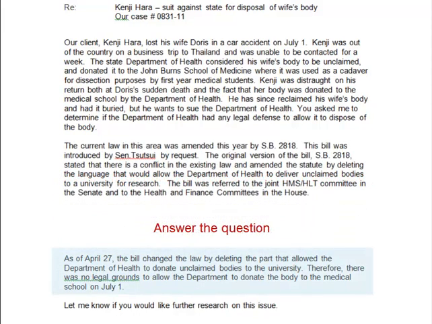In the next paragraph, you answer the partner's question. In this case, the partner asked whether the Department of Health had any legal defense to giving away your client's wife's body. And the summary here says that no, because after April 27th, when the bill changed the law, there were no legal grounds to allow the department to donate the body. You would have to modify this to answer your client's specific question.